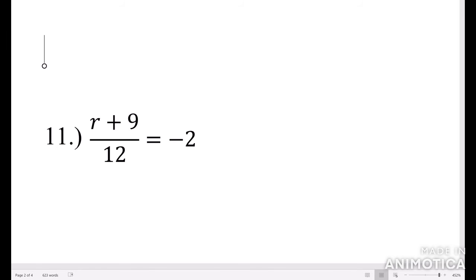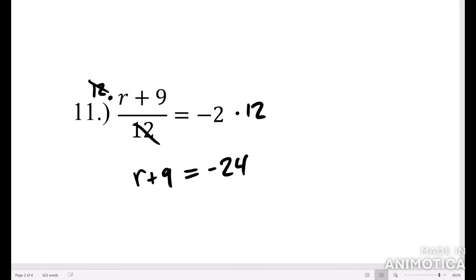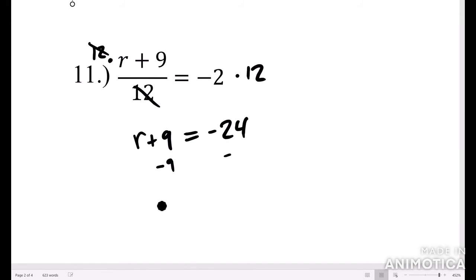So you don't always undo the addition or subtraction first, just typically a lot of times you will. It's not wrong, you could still subtract away 9/12 first if you want to, but I just find it way more complicated. So I'm going to multiply by 12 on both sides. These guys will cancel. And I'm left with r plus 9 is equal to -24. Then I will subtract 9 from both sides to get r is equal to -33.